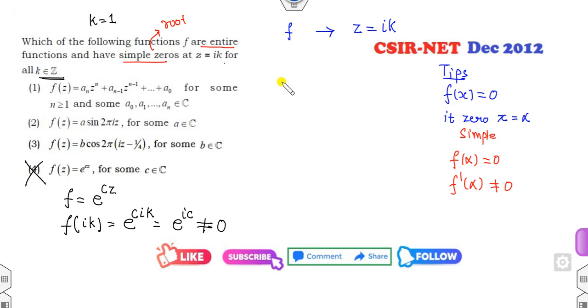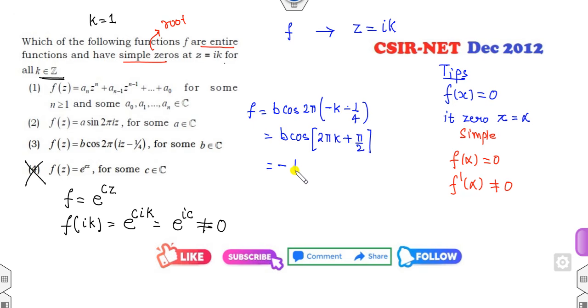Look at the third option. If I substitute z = ik, then f is b cos(i(-ik) - 1/4), so cos of negative is positive. I can multiply them, it's 2 pi k plus pi over 2. Cos(90 plus) is minus b sin(2 pi k). Now since k is an integer, we all know sin(2 pi k) is always 0. This property is satisfied. Now we can find f dash.